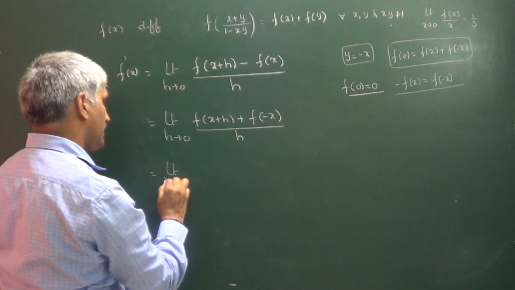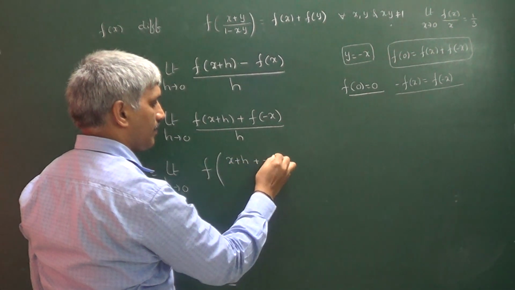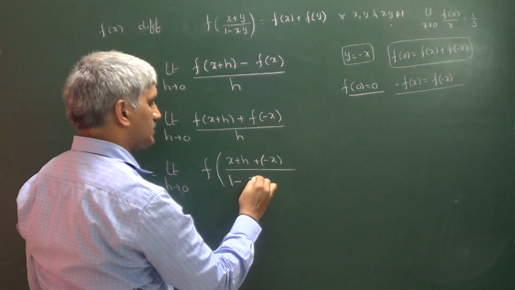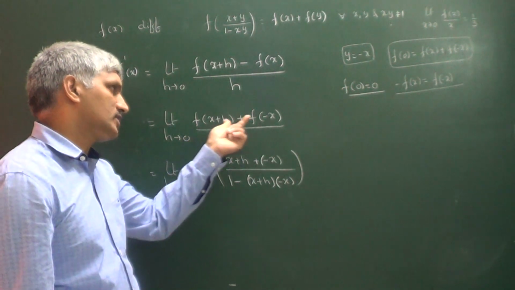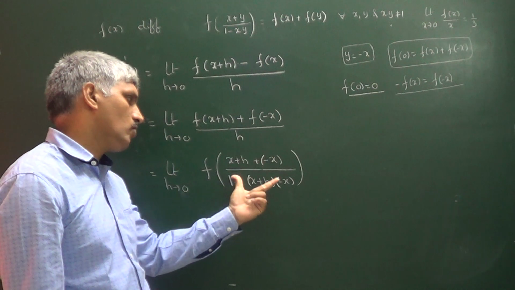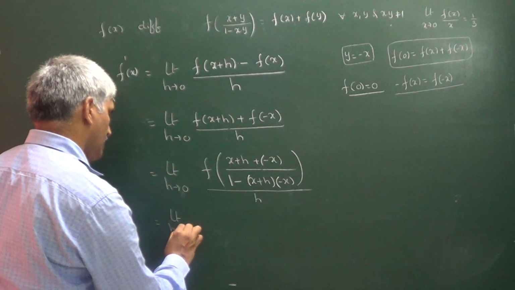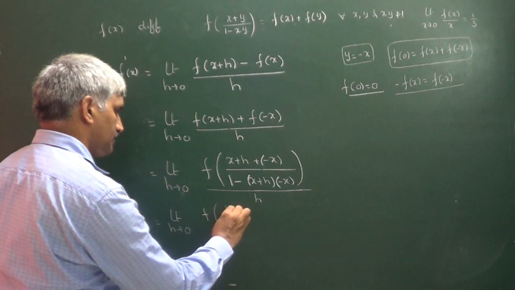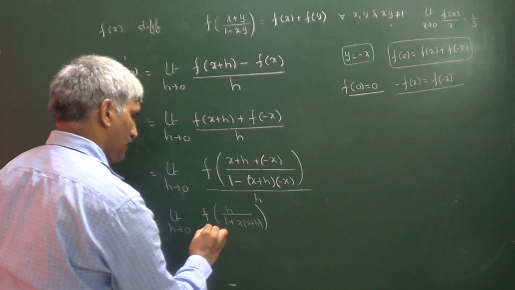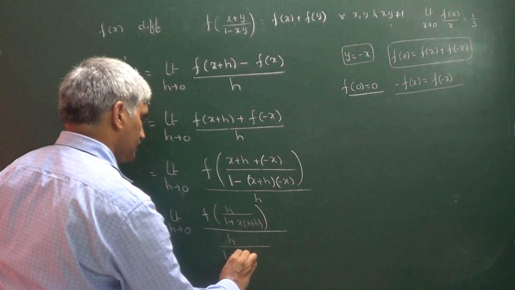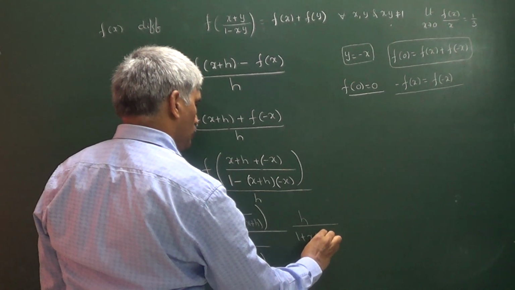So this is equal to limit h tends to 0, f of x plus y divided by 1 minus xy. I hope everyone followed. f of x plus f of y is equal to f of x plus y by 1 minus xy, divided by h. Now observe here, this is equal to limit h tends to 0, f of h divided by 1 plus x into x plus h, divided by h, and here also h divided by 1 plus x into x plus h.